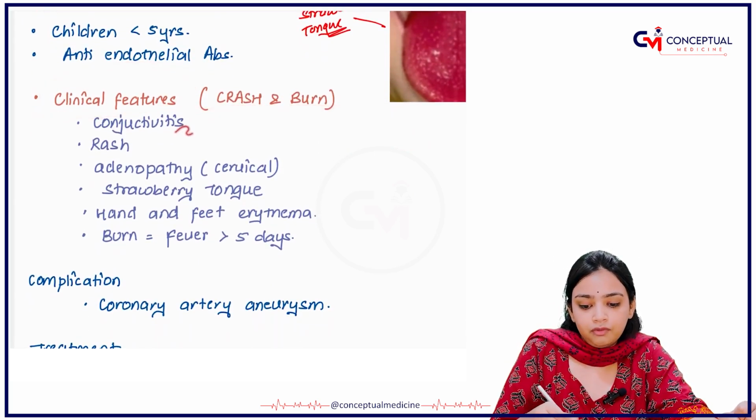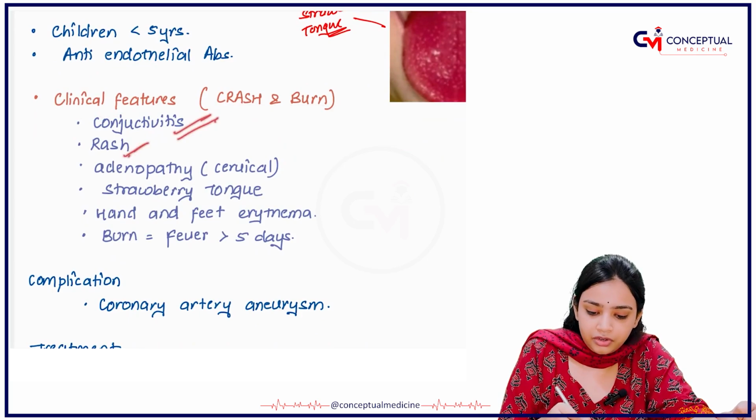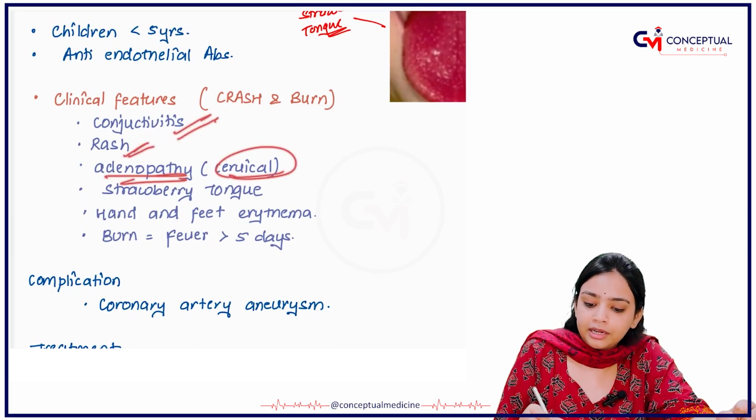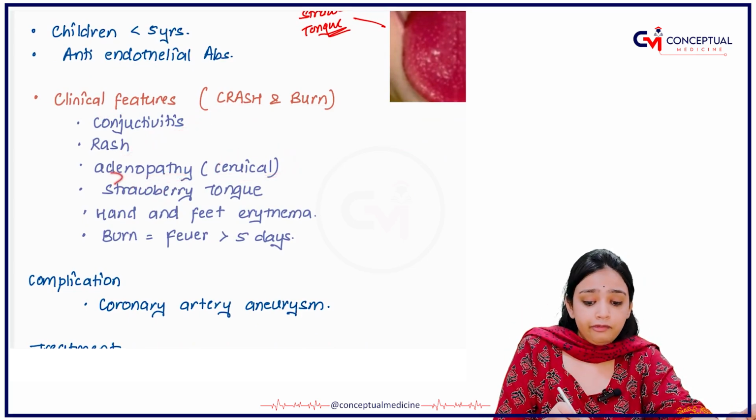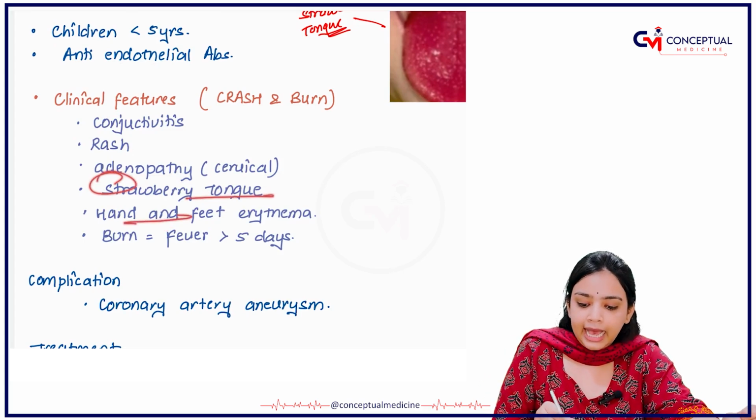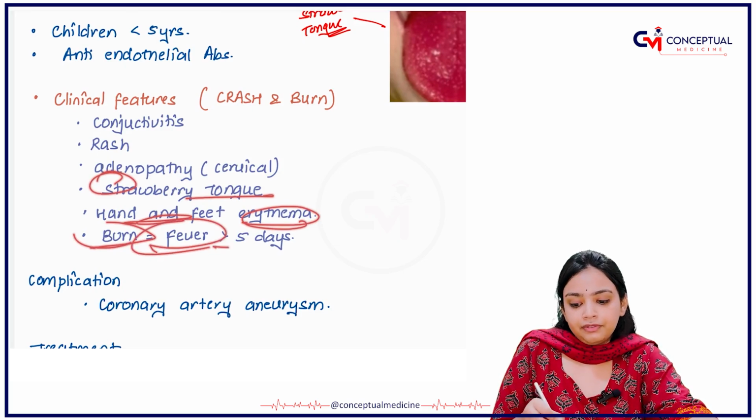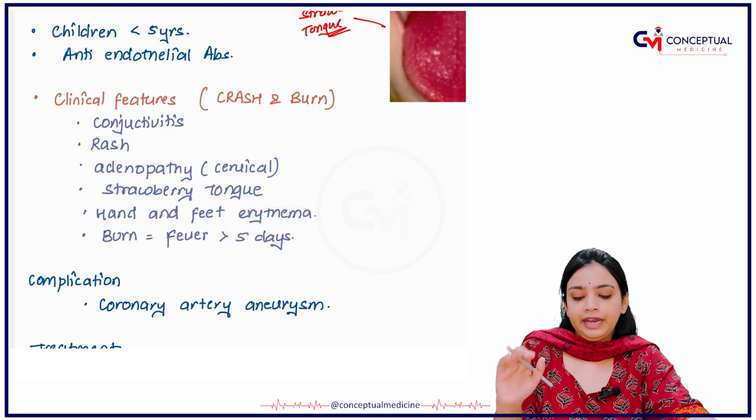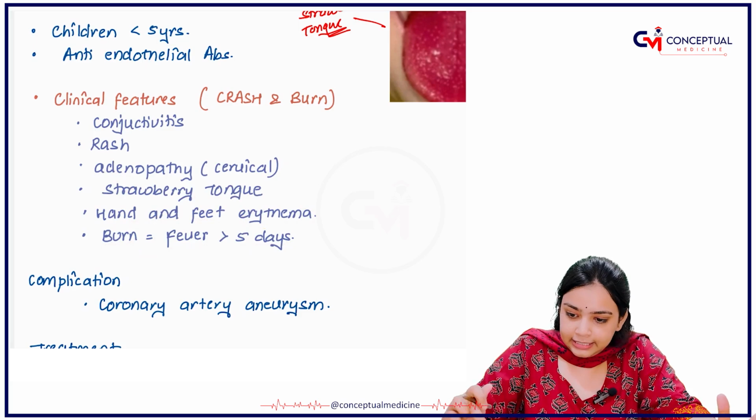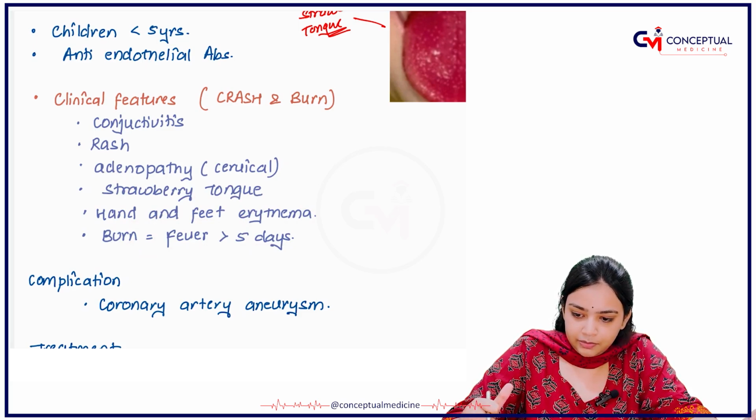What is crash? It involves the conjunctivitis, it has rash, it has adenopathy, that is the cervical adenopathy, involvement of strawberry tongue, and it has hand and feet erythema. Burn means there will be fever of more than or equal to 5 days, right? So these are basically the clinical features that this disease will have.